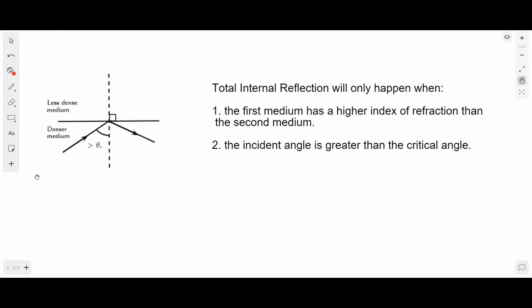Now here I have a diagram that's very similar to our refraction diagrams that we've seen before, but what is important is to know that this top medium here is less dense than the bottom medium here. So what it says in the text is that total internal reflection will only happen when the first medium has a higher index of refraction than the second medium, and the incident angle is greater than the critical angle. Let's focus on this first bit here. It says the first medium has a higher index of refraction than the second medium. That's the first condition for total internal reflection.